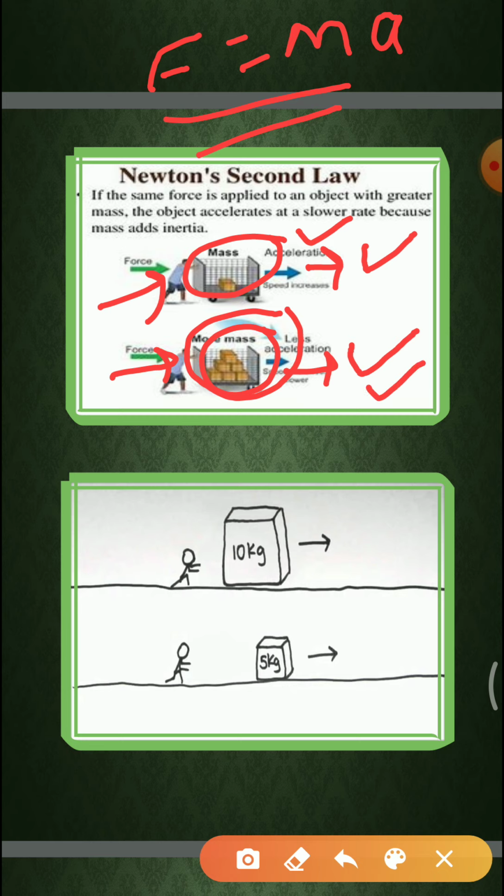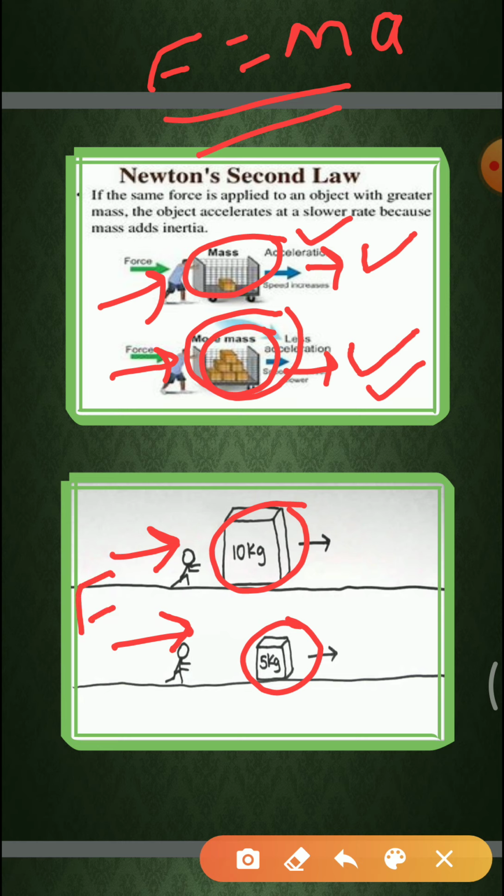In a similar manner, if I am considering two blocks, one of 10 kg and the other of 5 kg, and I am giving a similar force F on both the blocks, what have I observed? I have observed that the 10 kg mass remains nearer to me, while the 5 kg mass goes longer. Means the acceleration of this 5 kg mass is more than the 10 kg mass.